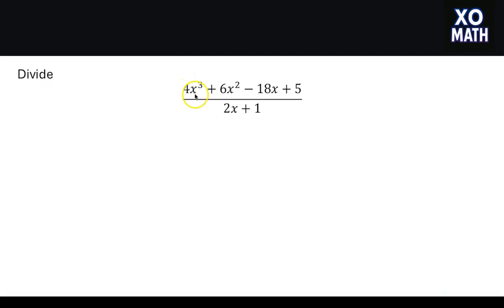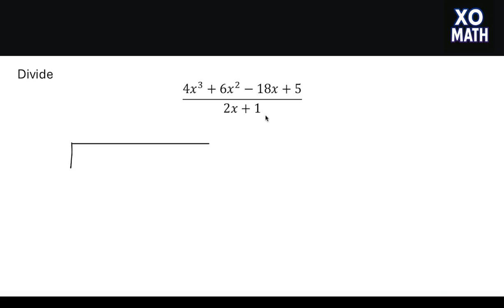Let's divide the polynomial 4x cubed plus 6x squared minus 18x plus 5 by the polynomial 2x plus 1. Or another way to say that is divide 2x plus 1 into the polynomial in the numerator. So in other words, 2x plus 1 is the divisor. So we're going to set up our long division.